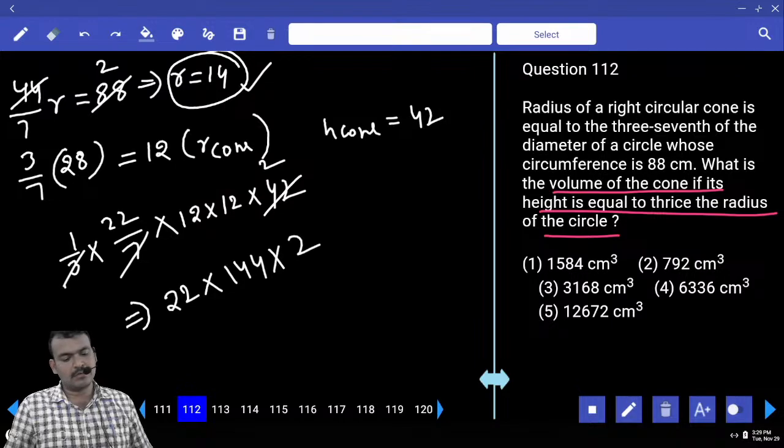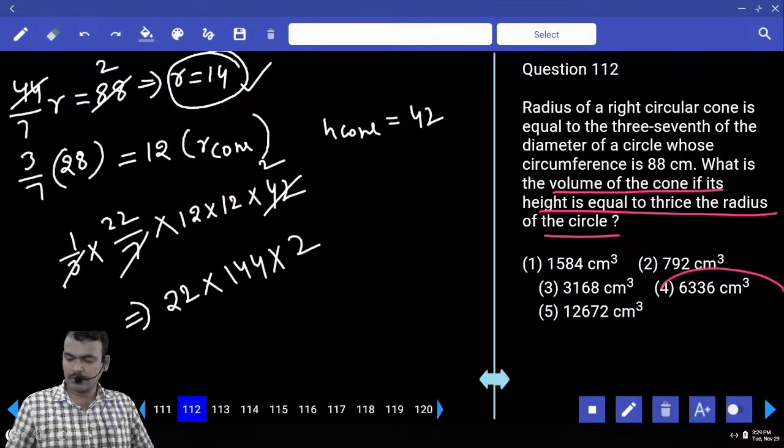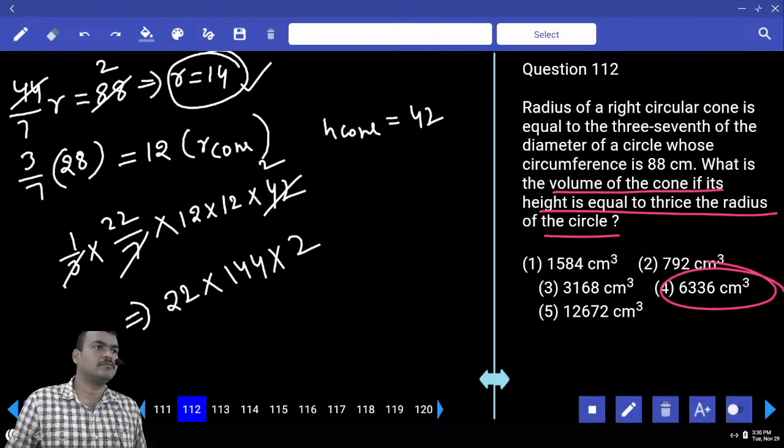The answer should end with 6 or not? How many options? Only one or not? 6.